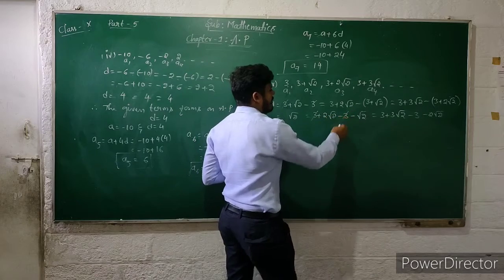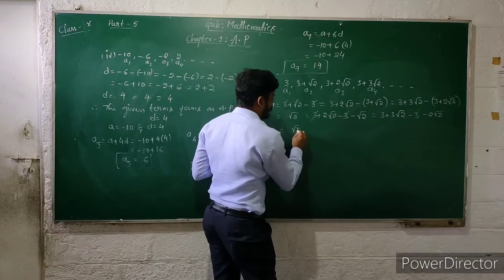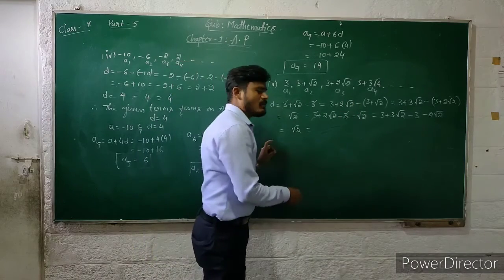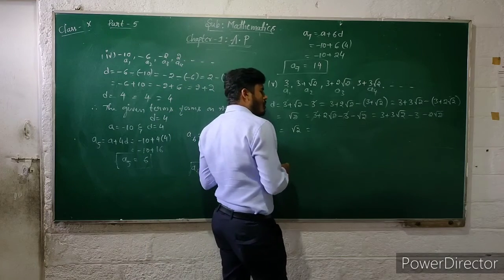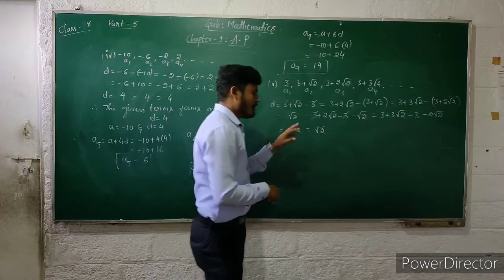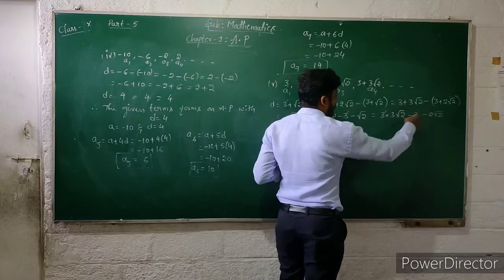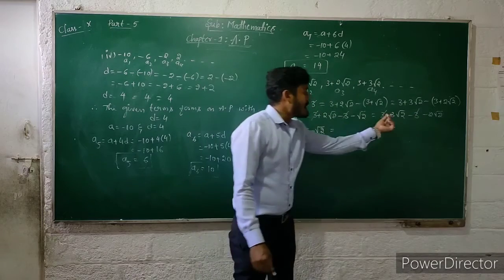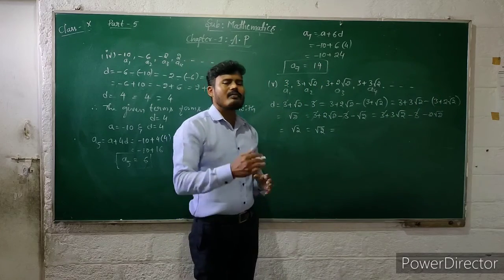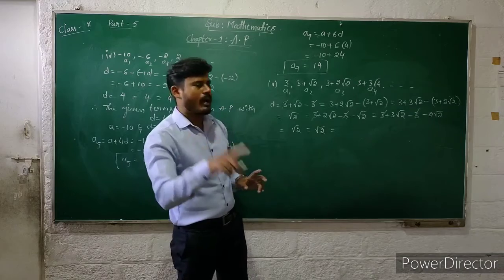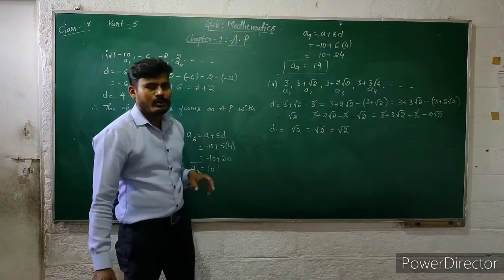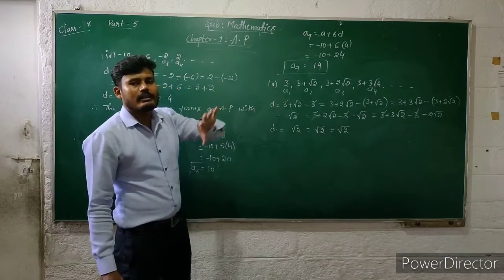So here 3 gets cancelled out, and it is equal to root 2. Then 3 plus 2 root 2 minus 3 minus root 2, 3 gets cancelled out. This is equal to 2 root 2 minus 1 root 2, which is nothing but root 2, because 2 minus 1 is 1. Then 3 plus 3 root 2 minus 3 minus 2 root 2, the 3s cancel out. Then 3 times root 2 minus 2 times root 2. What is the difference of 3 and 2? 3 minus 2 is nothing but 1. So here root 2. So all the common differences are equal to root 2. So the given terms form an arithmetic progression.